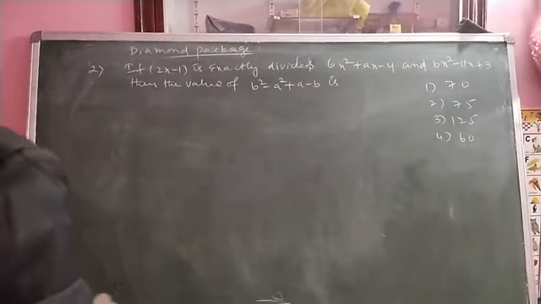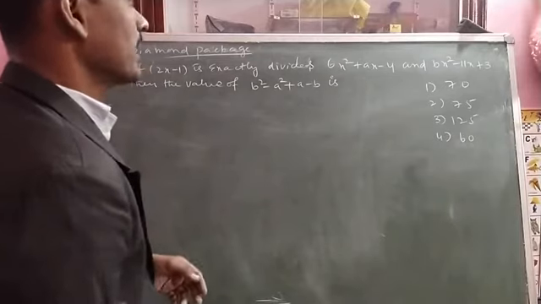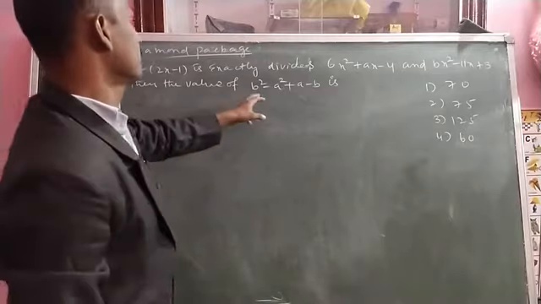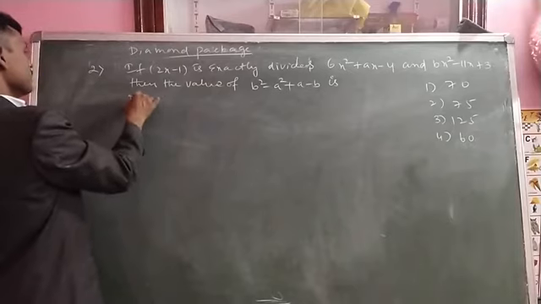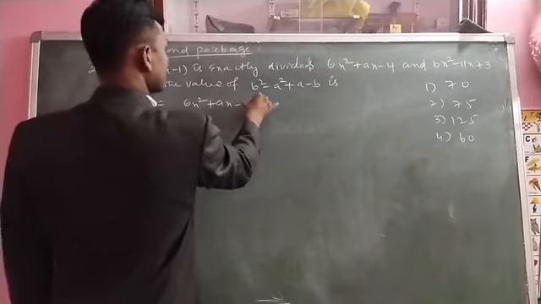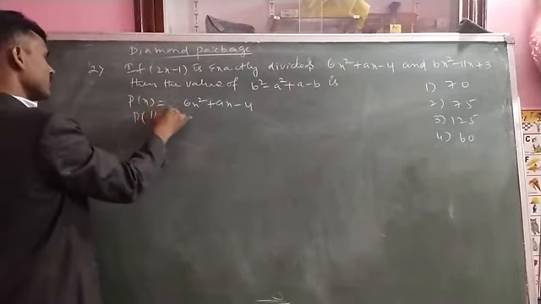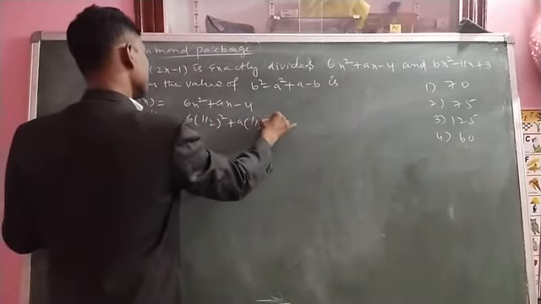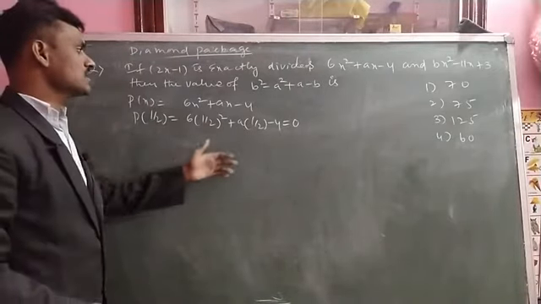Okay, next problem. If 2x minus 1 exactly divides 6x square minus ax plus 4 and bx square minus 11x plus 3, then find the value of b square minus a square plus a minus b. See here, p of x is equal to 6x square plus ax minus 4. It is exactly divisible by 2x minus 1, meaning p of 1 by 2 is equal to 6 into 1 by 2 whole square plus a into 1 by 2 minus 4. Its remainder is equal to 0. It is exactly divisible, meaning its remainder is equal to 0.